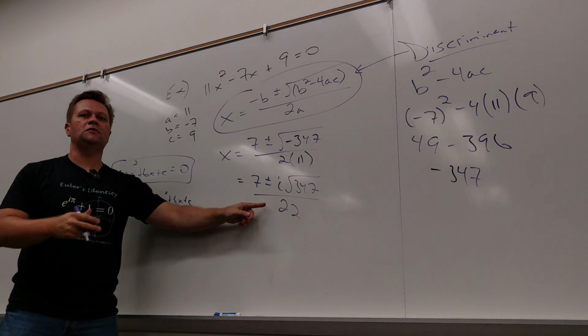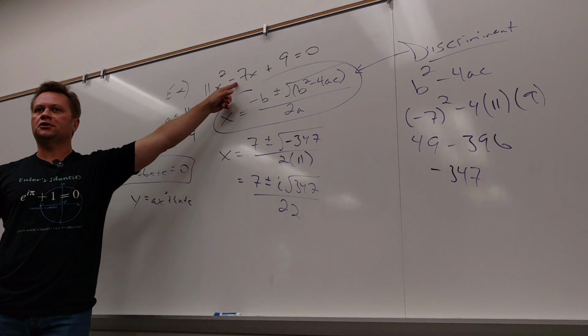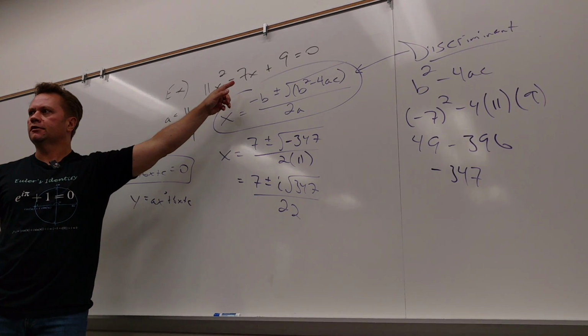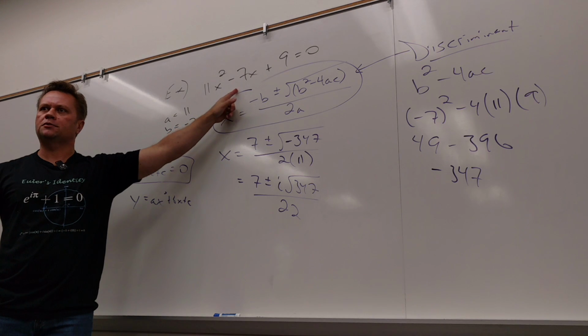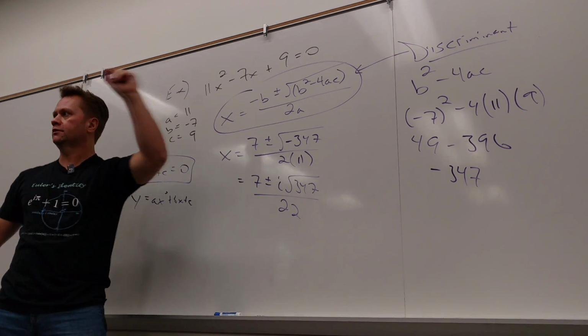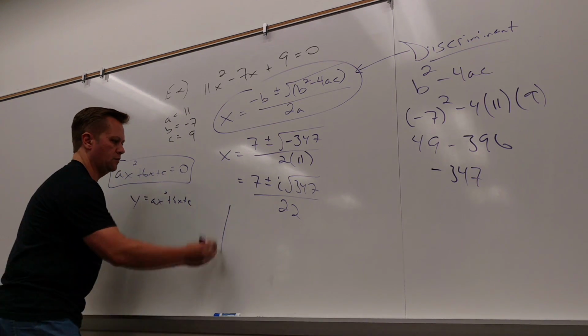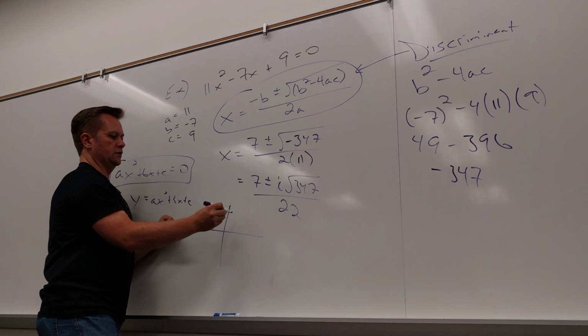So what does this mean graphically? Does this have any real x-intercepts? What kind of intercepts did we get? Complex. So does it have any real intercepts? No, it doesn't have any real. So what does that mean about this parabola? It means it looks like that maybe.